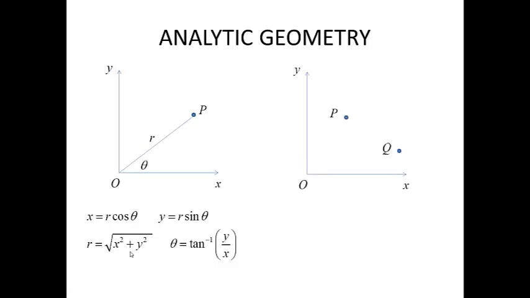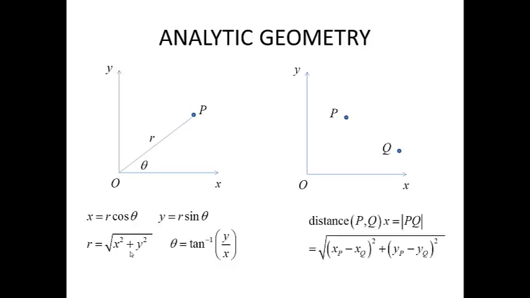Also, analytic geometry is helpful for computing distances between points. So here I consider points P and Q, and in Cartesian coordinates, the distance between P and Q is given by the following expression. Note that, of course, the distance from P to Q is the same as the distance from Q to P.